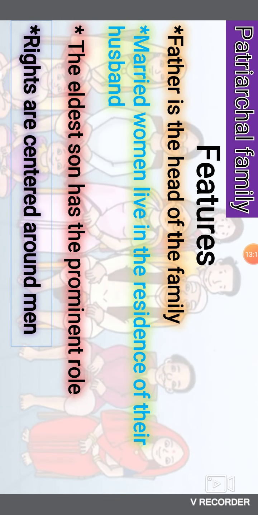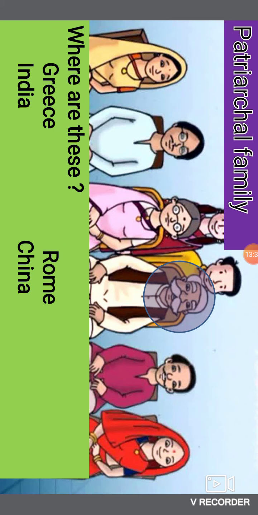Okay, look at the features. The father is the head of the family. The married woman lives in the residence of her husband. The eldest son has the prominent role. And the fourth one, the rights are centered around men. So where can we see this patriarchal family? First of all, we can easily recognize that it was present in ancient societies of Greece, Rome, India, and China. It is present now also, and continues as patriarchal families.